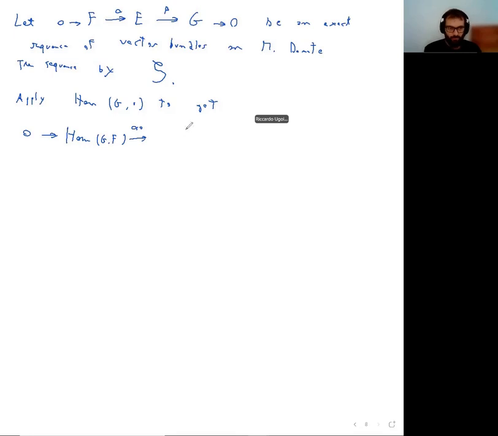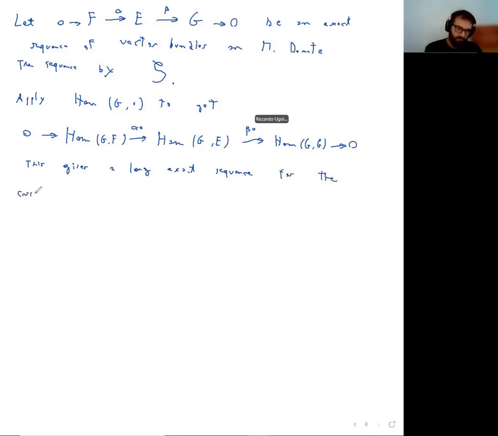And here you have precomposition by alpha. Then you have Hom(G, E). And here you have precomposition by beta. And here you have homomorphisms from G to G. Okay, so this gives a long exact sequence for the corresponding sheaves of sections.